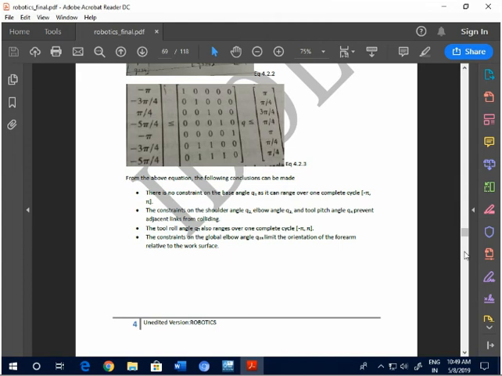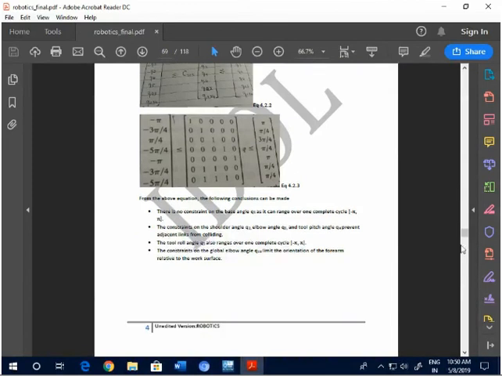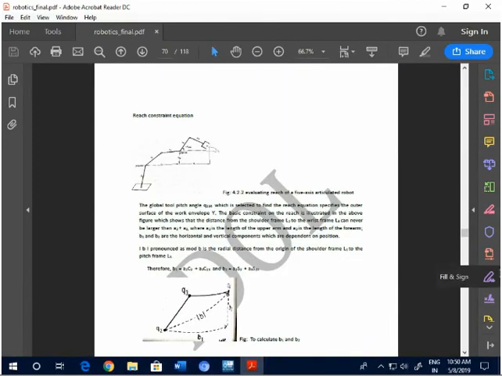Now you have something called the reach constraint. What is this reach constraint? You can see in the diagram given out here. It is a one line diagram of Rhino X3 with its projection of links along the horizontal and the vertical directions, meaning a one line diagram of the reach of the robot.